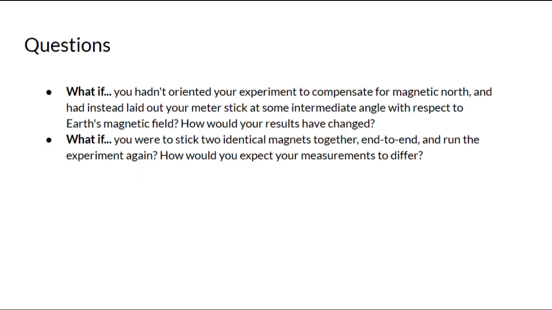Here are some of the what-if questions. All of the measurements for Bx would be skewed by the same amount due to interference from the Earth's magnetic field. And due to superposition, this would also have skewed the measurement for the off-axis magnetic field, which is calculated at the very end.